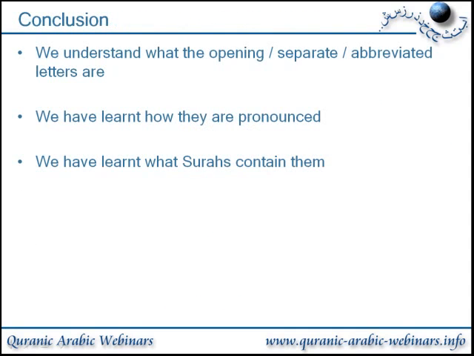Okay, so in conclusion then, we know what the opening letters are. They're also known as the separate letters or the abbreviated letters. We know how they're pronounced, so the letter Alif is just pronounced as Alif. We had a few letters which were always too long and pronounced as the names of the letters. Then we have the other group which are all pronounced 6 lengths long, which will have the madda sign, and they're all pronounced as the name of the letters as well.